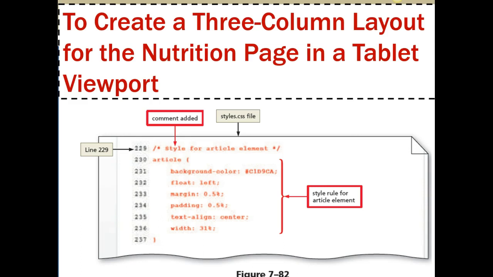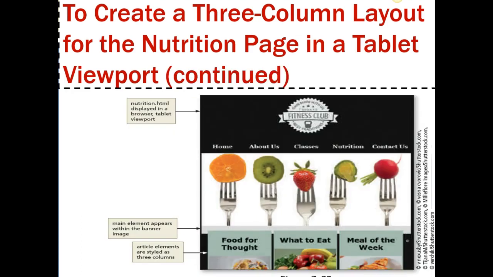So you are going to add your comment, style for the article element, and then you are going to put your style rules for the article element. So the background color, the margin, the padding, the width, and all that. And then you basically save your changes to see how it would look. So this is how it would look.